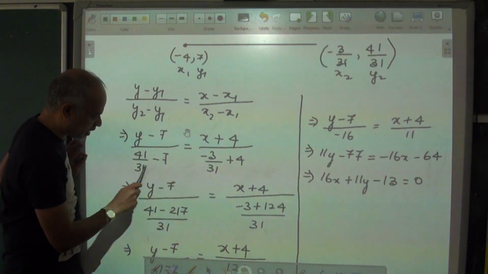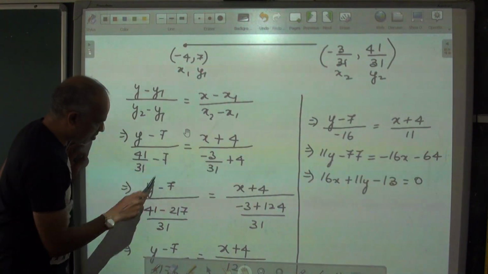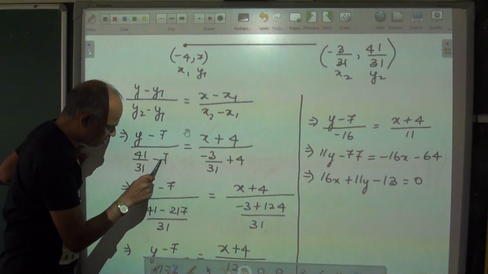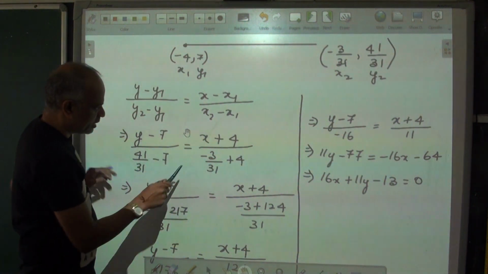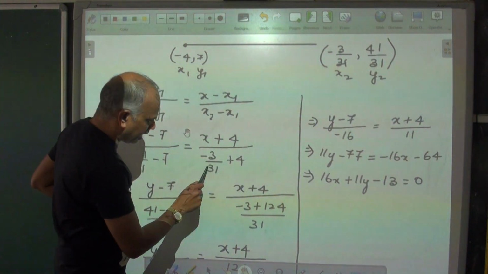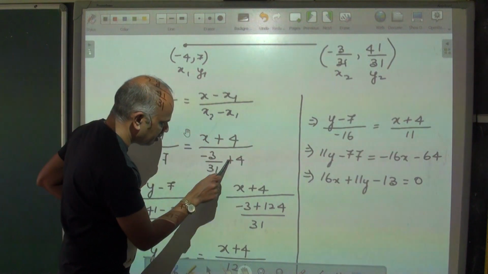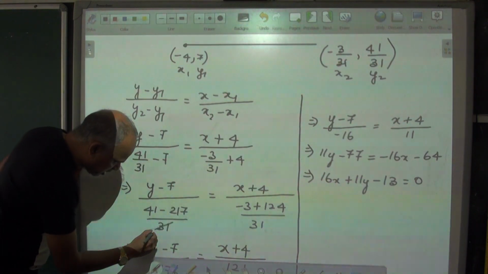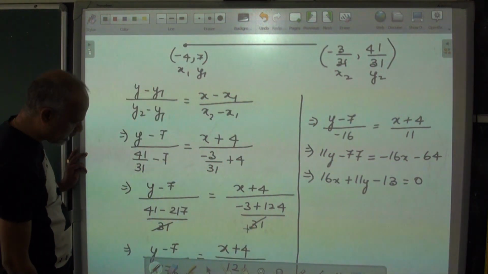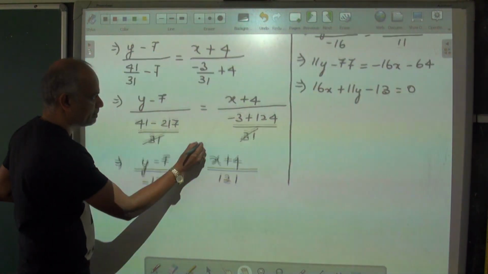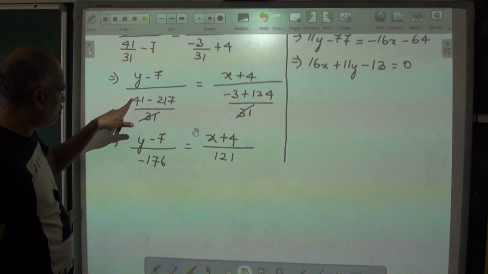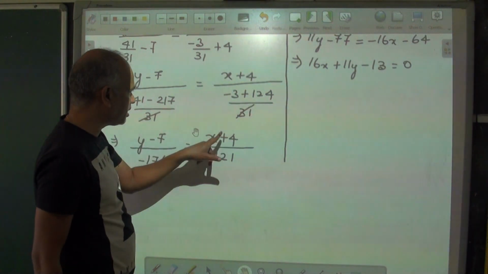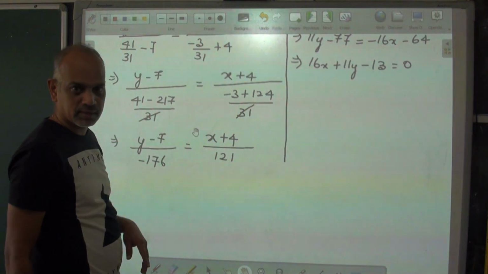To simplify this, you will have to find the LCM on both sides. Y minus 7 remains the same, the LCM here is 31. 41 remains the same, minus 31 into 7 is 217. For this side, x plus 4 remains the same, the LCM is 31, minus 3 remains the same, plus 31 into 4 is 124. Now look at this, you can cancel this 31 and this 31. And to simplify, y minus 7 is the same, 41 minus 217 is minus 176. And x plus 4 remains the same, 124 minus 3 is 121.